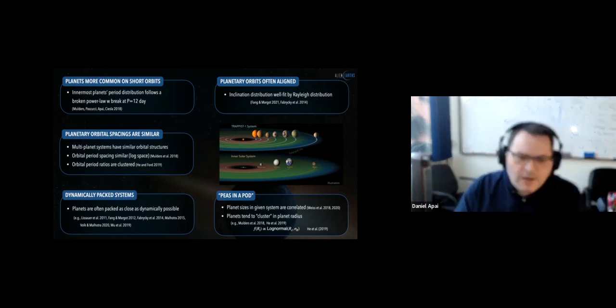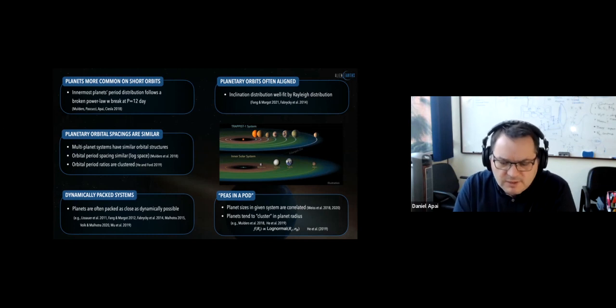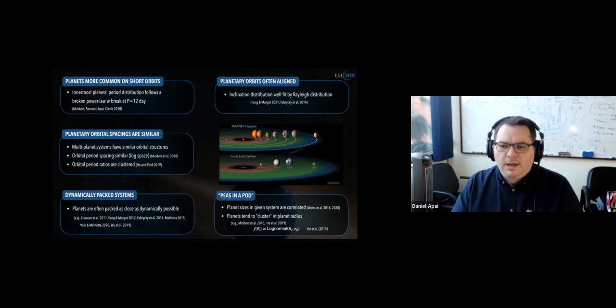Many planetary systems are also dynamically packed, which means it's very difficult to add additional planets to them without making them unstable. This is a really exciting finding, I think, and multiple teams have published this and similar results. Planetary orbits are often aligned also. Inclination distributions for the planets were found to be well mapped by the Rayleigh distribution.